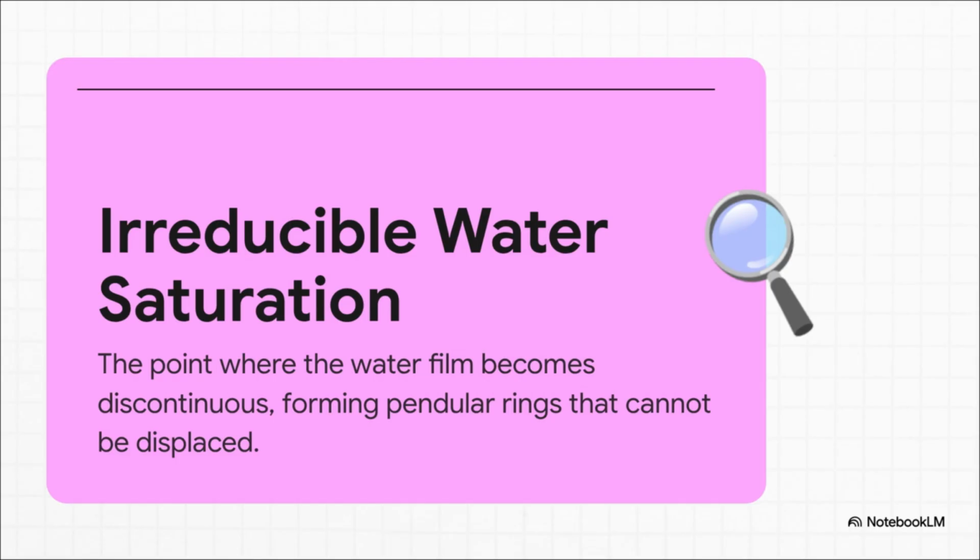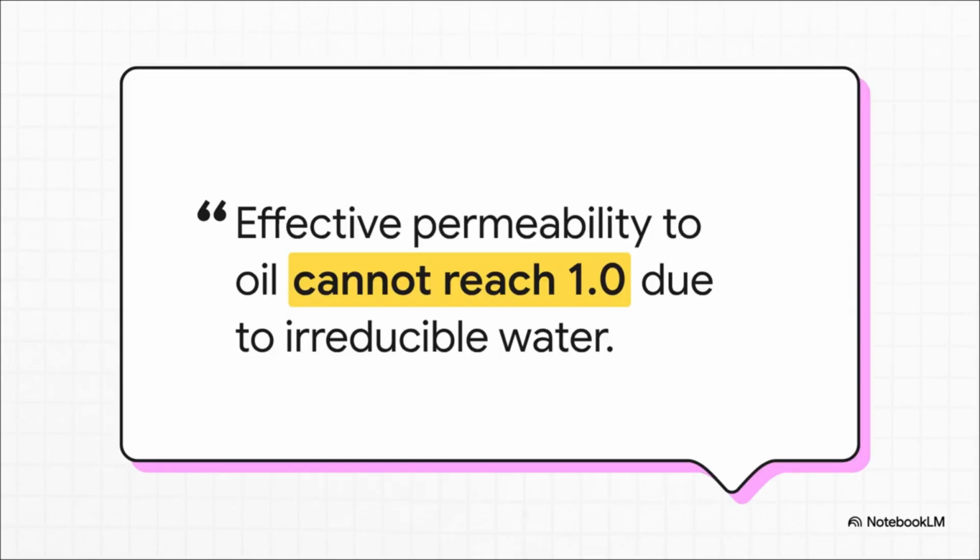And this water is physically trapped. It cannot be moved, it cannot be displaced, no matter how much pressure you apply. It's now a permanent part of the rock's internal architecture. And the consequences of this are huge. I mean, the source material puts it perfectly. Because that water is always taking up space, it acts like a permanent roadblock inside the pores. And that means the pathway for oil, what we call its permeability, can never be 100% open.